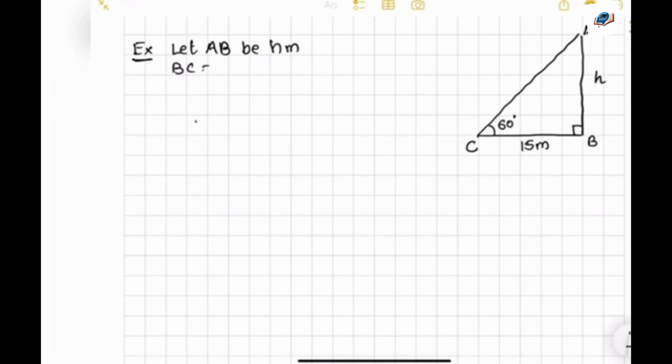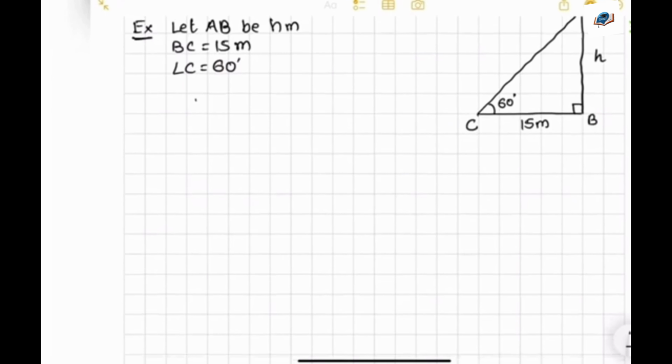Now I can use tan 60 equal to opposite, that is perpendicular AB, upon adjacent, that is BC. So tan 60 is root 3 equal to AB upon 15. So the height of the tower or building, whatever it is, AB will be equal to 15 root 3 meter. So this is how you have to solve the sums here.